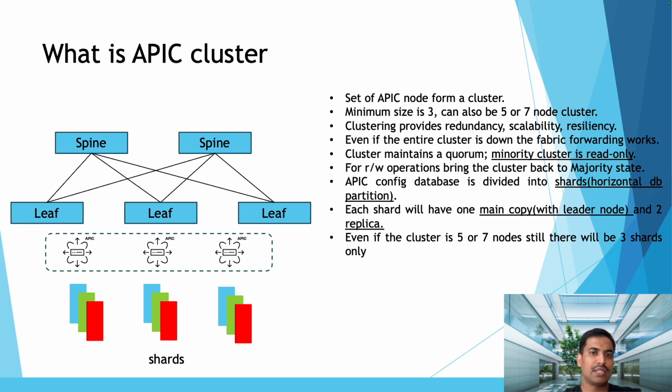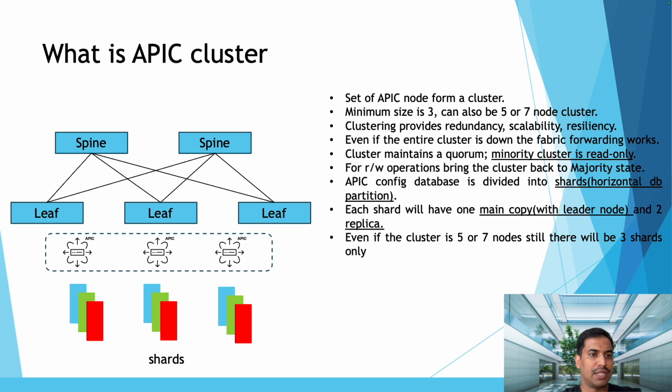Even if the entire cluster is down, the fabric forwarding still works. The cluster is there to configure, manage, and orchestrate the fabric. It is not a part of forwarding in the ACI fabric. So even if the cluster is not available, the forwarding will still go on, although you will not be able to configure or manage the ACI fabric from the APIC controllers.